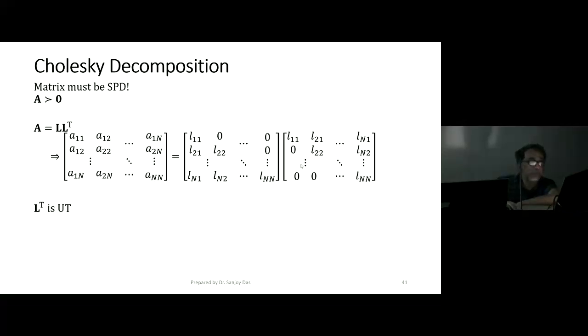L transpose is upper triangular; the transpose of a lower triangular matrix is upper triangular. So this is much like the LU decomposition, with one extra feature: the U is nothing but L transpose. So this is the equivalent Cholesky decomposition.